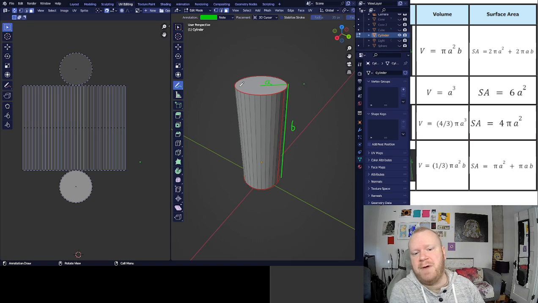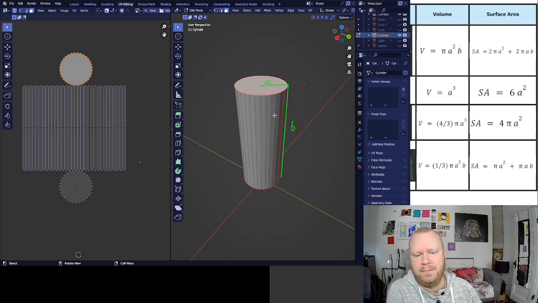So in terms of the volume of this, just like with the cube, we sort of had the base, A times A, multiplied by the height, which was also A. Here we've got a base of this circle with a radius A. So for this circle, our base is going to be pi A squared. All right, so here's pi A squared, and then we're going to multiply that by the height, which in this case is B. So we've got pi A squared times B is going to be our volume.